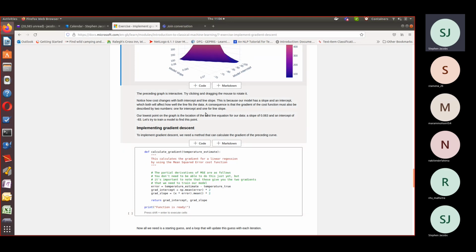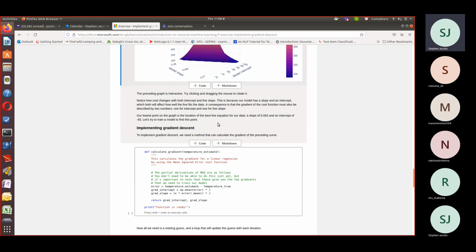Our lowest point for the graph is the location of the best line for a slope of 0.063 and an intercept of minus 83. Now let's try and train. Obviously you had to work that out. Slope of 0.063, okay, and an intercept of minus 83. So that was probably, as we said, down there, something like that, in that range, to find that.